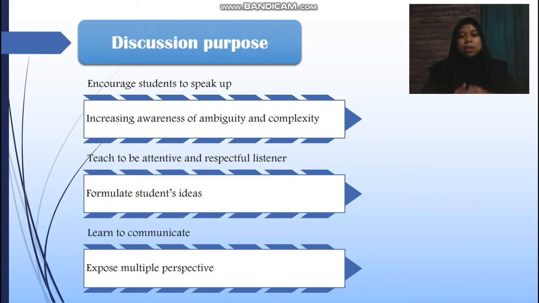And the next is to learn to communicate. A good communication can make a good understanding and a good relation. And the last but not least is to expose multiple perspectives. Because in the discussion, they will face many perspectives, and that will develop students to be more tolerant of others' perspectives.